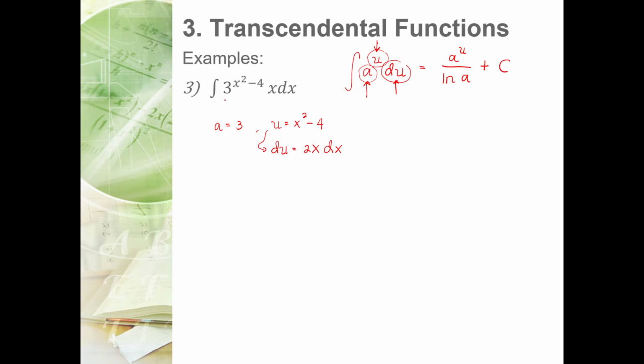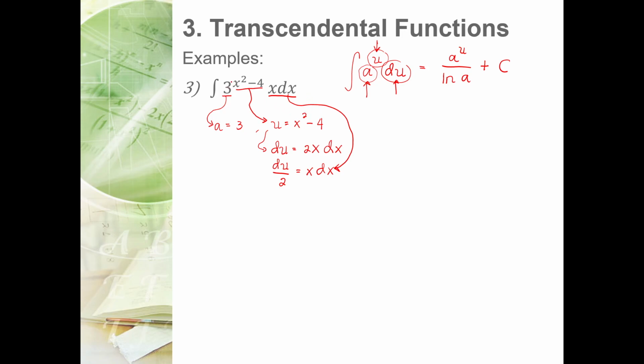So notice that this one is 3, that's your a, and your x squared minus 4, that's your u. So your x dx, notice that you have also an x dx on your du, but we have a 2 as a coefficient. So we still need to divide by 2. So du over 2 is equal to x dx. So this term here is equivalent to this one.